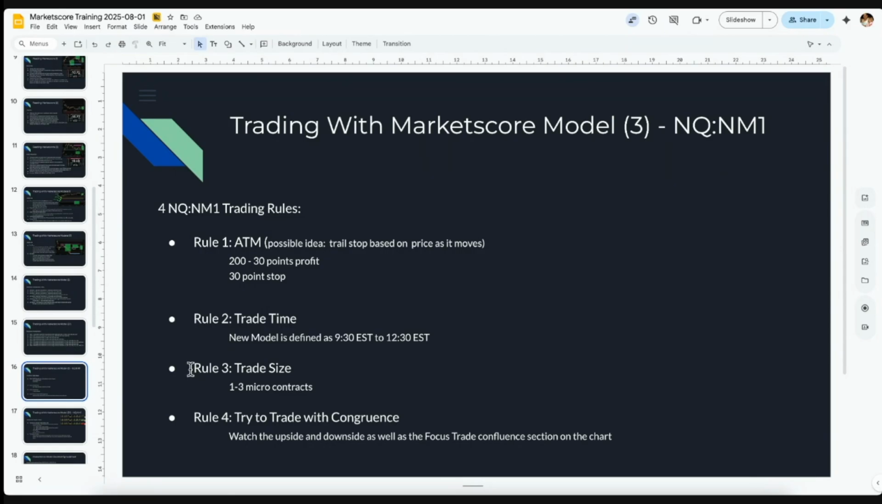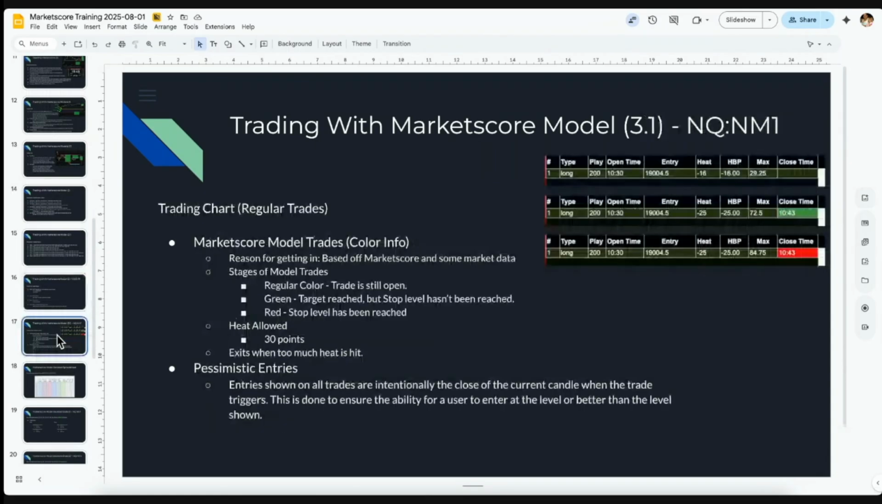The trade size that I have typically is 1 to 3 micros. I do have some bots that trade 5 micros, and it's a long story, but I created a lot of how this actually works before I built the spreadsheet. The spreadsheet is kind of the crux of what you guys are really going to find jaw dropping. It opened my eyes to whether or not 1 to 3 micros was a smart idea or a bad idea on some of those higher level accounts. Rule number 4 is to watch the upside and downside in order to determine if there's confluence. The focus trades are what the old model did, but for now, we're just going to leave that alone.